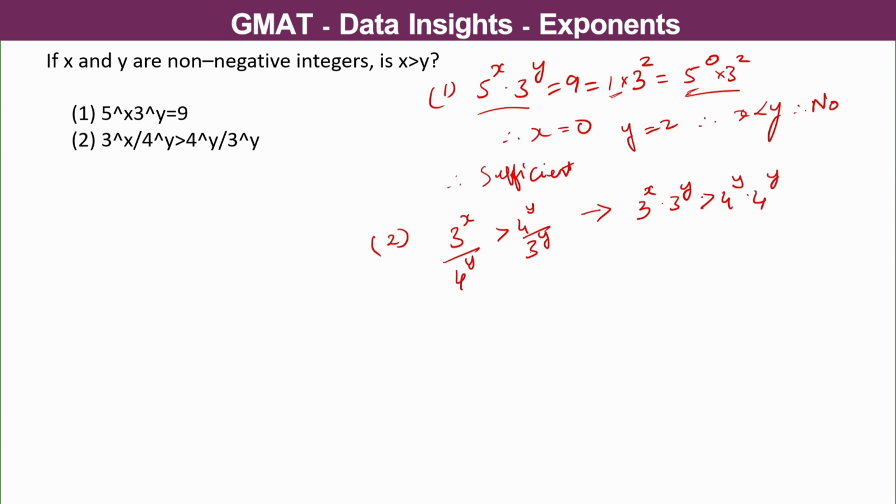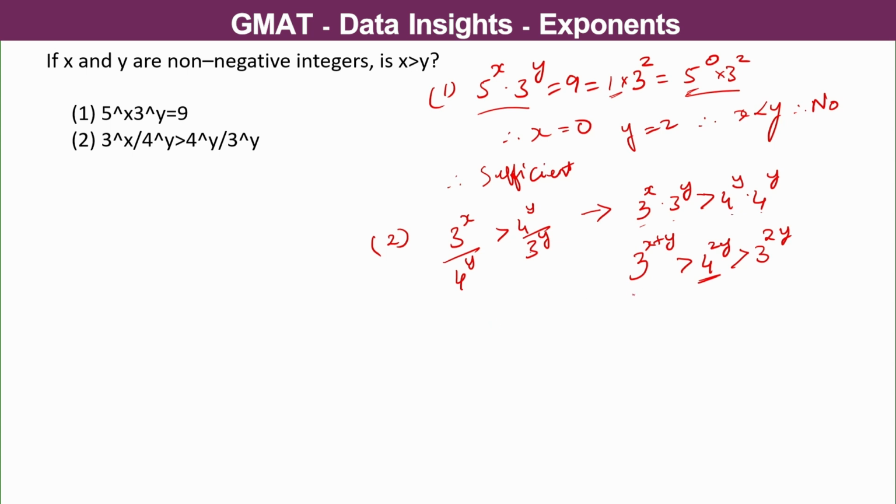Since they are all positive, no matter what power you raise them to, negative, positive or 0, these will always be positive values. Therefore, cross multiplying, you do not need to change the symbol of the inequality. So, here you have 3 to the power of x plus y is greater than 4 to the power of 2y. 4 to the power of 2y will always be greater than 3 to the power of 2y, as 3 is a smaller integer compared to 4 when you are raising it to the same power.